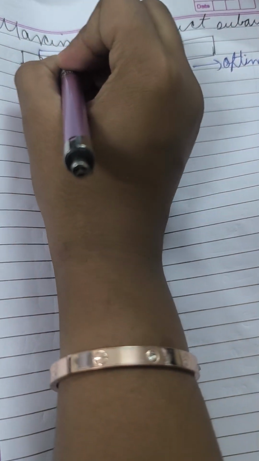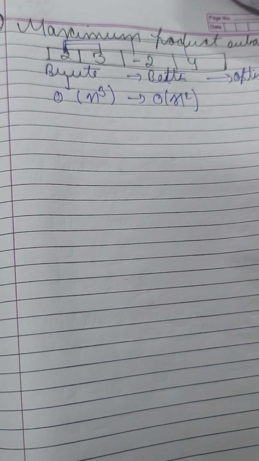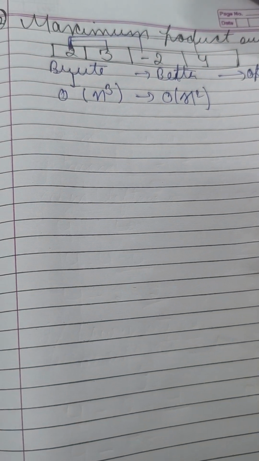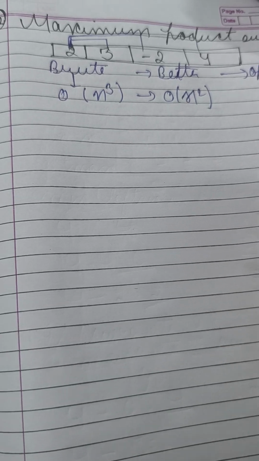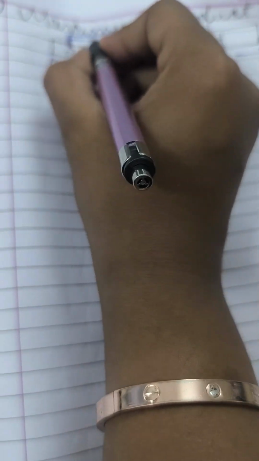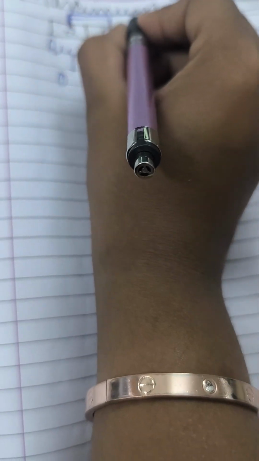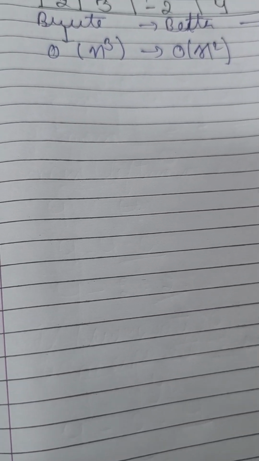How? Because we will think in this manner: what are the subarrays? 2, then 2, 3, then 2, 3, minus 2, then 2, 3, minus 2, 4. It is going in this manner, right? So you would think like this: why keep on taking 2, 3 again, because we are taking the array 2, 3, minus 2? Instead, can't we just take the calculated product and multiply by minus 2 next time? So in that case we removed one loop and the time complexity becomes n square.